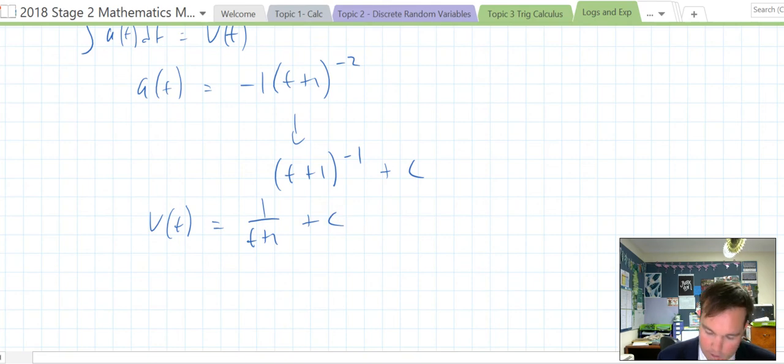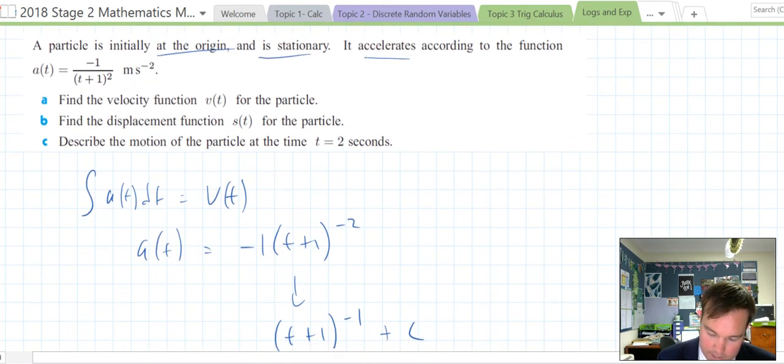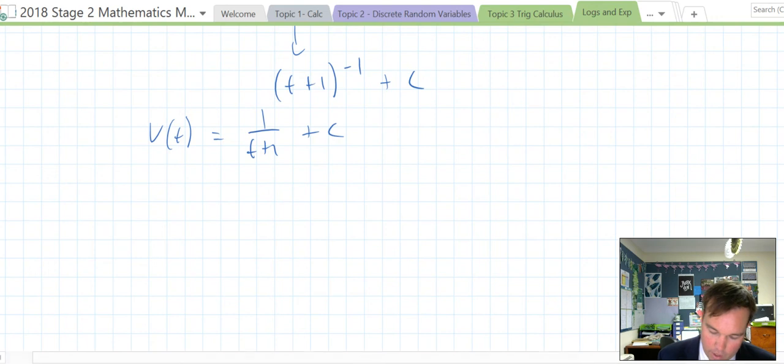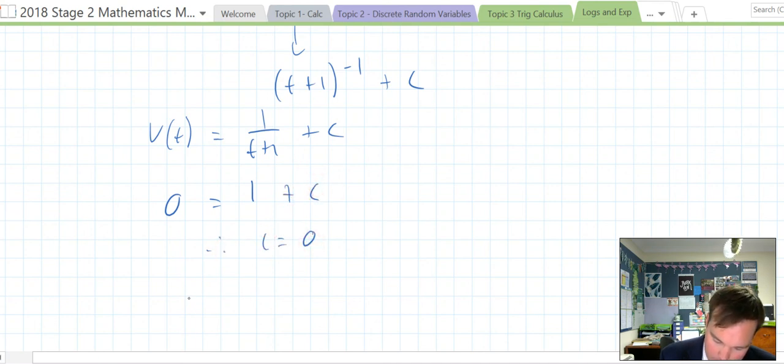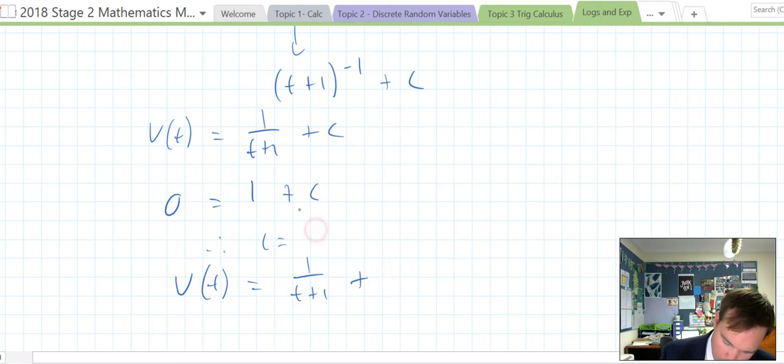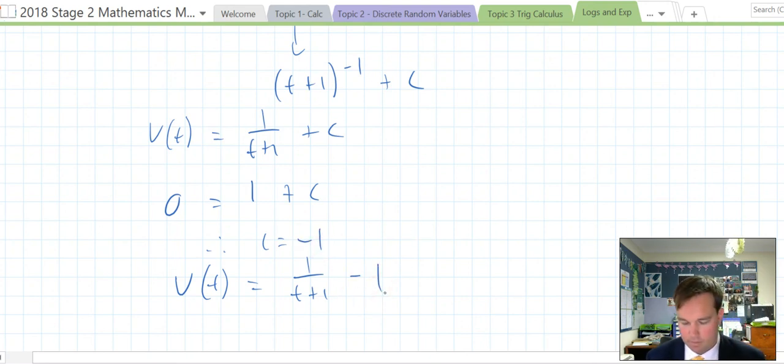plus c, and we're told the initial condition is that it is stationary. So we know that the initial condition is when t equals 0, you have 1 on, well, 0 plus 1 is 1, plus c, therefore c equals 0. Therefore the velocity, at least initially, is 1 on t plus 1 plus, not having a good day today, negative 1, minus 1. C is minus 1, because you take the 1 away.